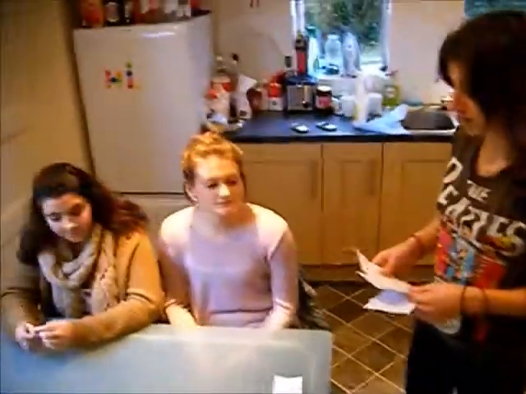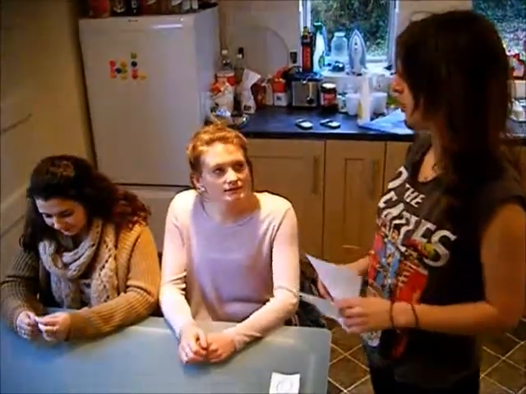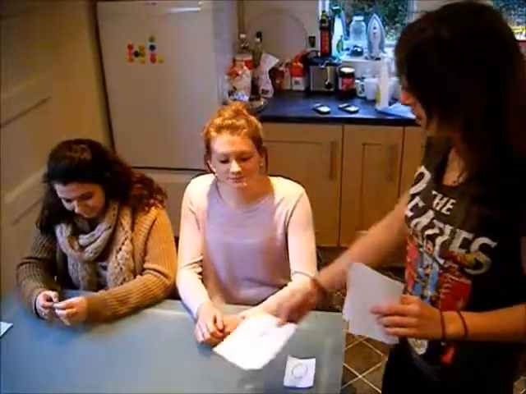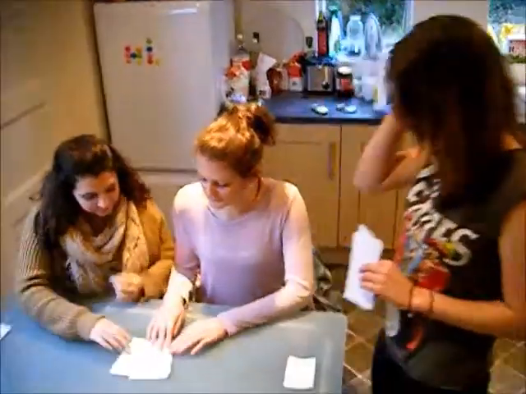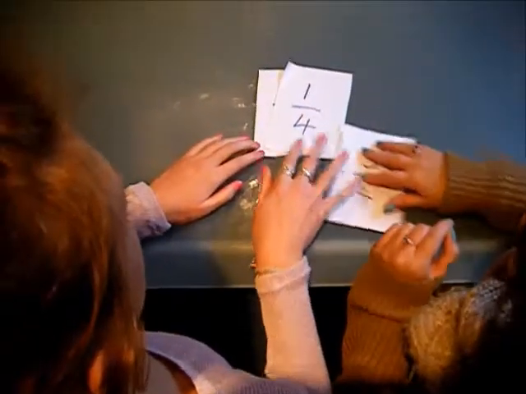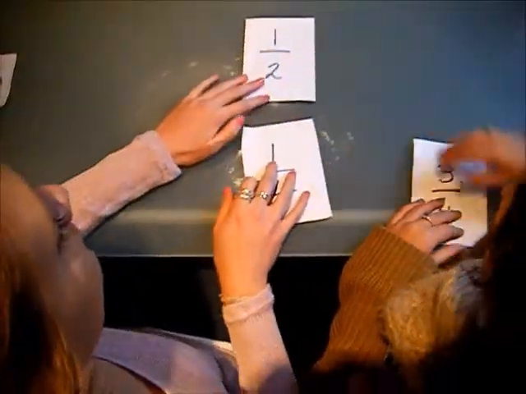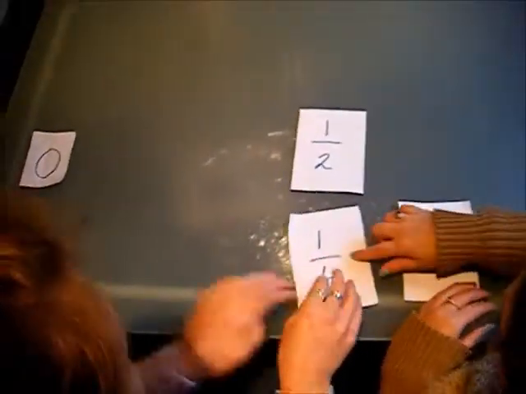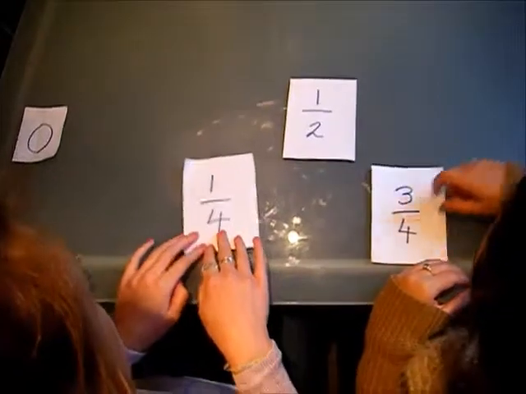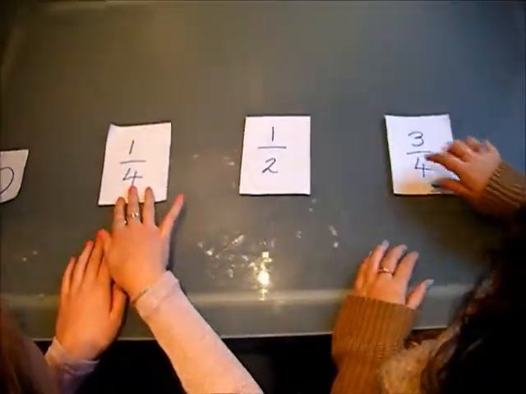Okay, so we've been doing fractions and we've been looking at halves and quarters. So do you think you could put those three in the right order for me? Okay, so 3/4. Well, we know half is halfway between 0 and 1. So that quarter is halfway between there, and then 3/4 is halfway between.